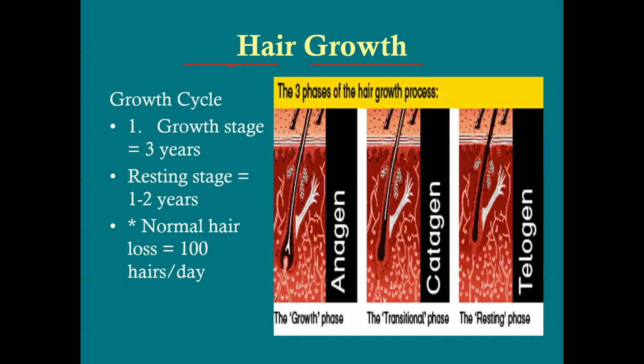So let's talk now about how we get to that. As it says here, in the growth cycle of the hair, you have what is called the anagen phase, which is the growth phase of the hair. That can take up to 3 years, okay?